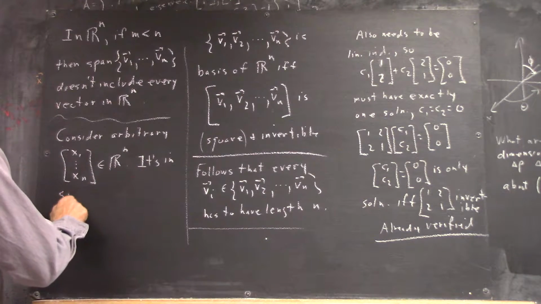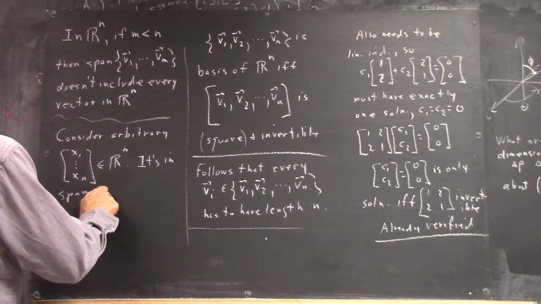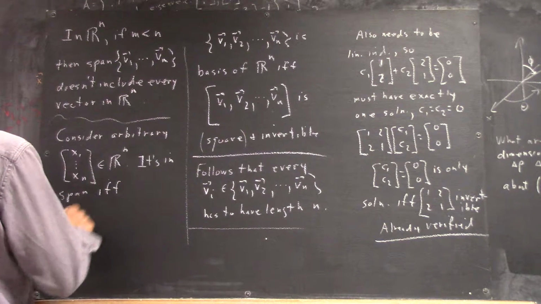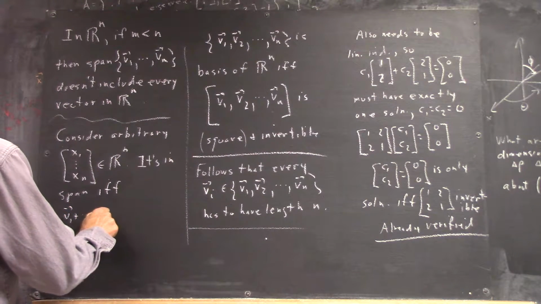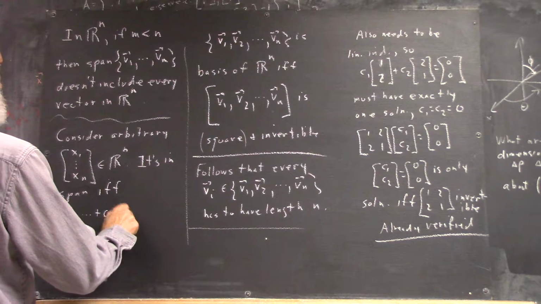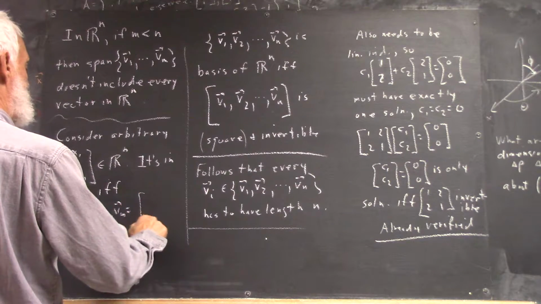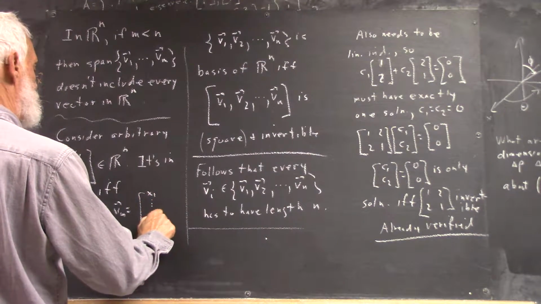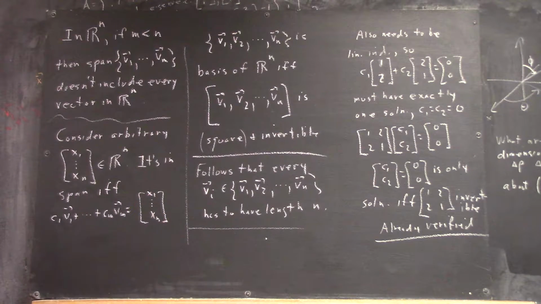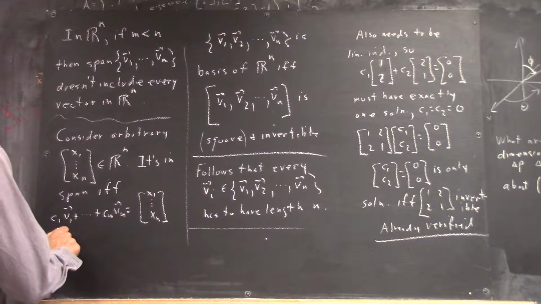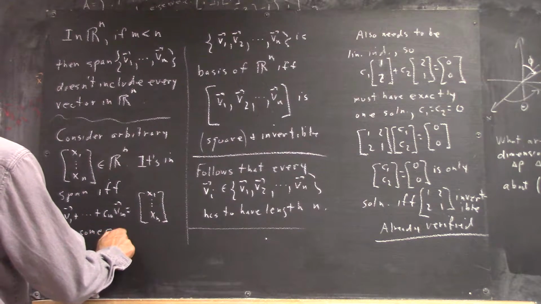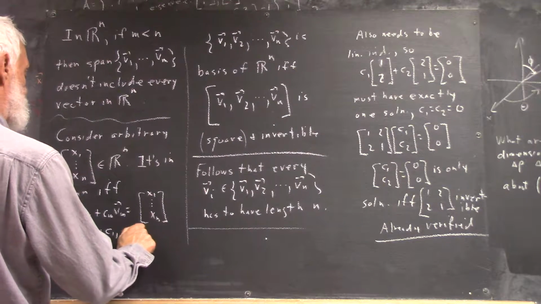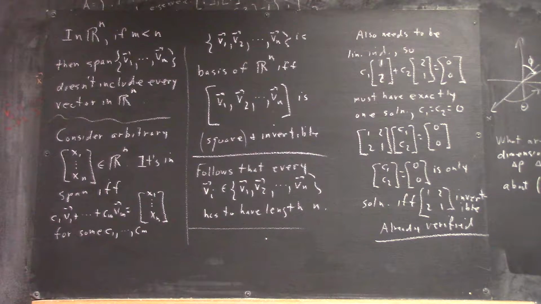It's in the span if and only if C1 V1 plus CM VM equals this, for some set of scalars C1 through Cm. Okay? And what does that mean?